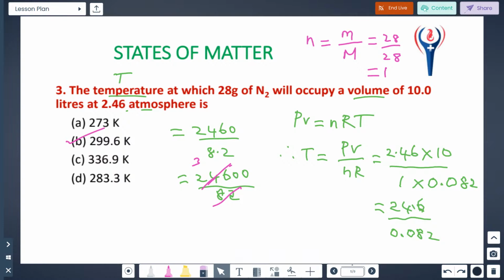So remember the formula. What's the formula? PV is equal to nRT. This is the formula. Okay, now see the next one.